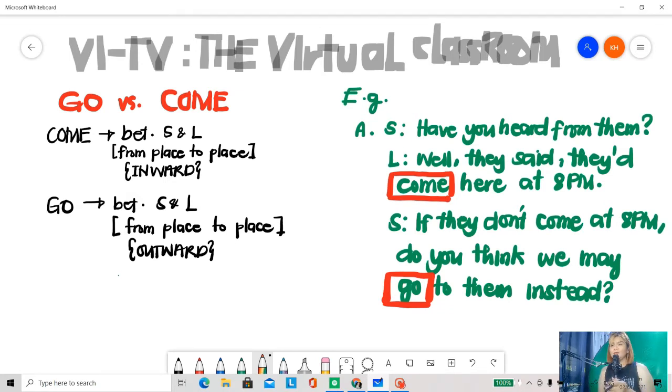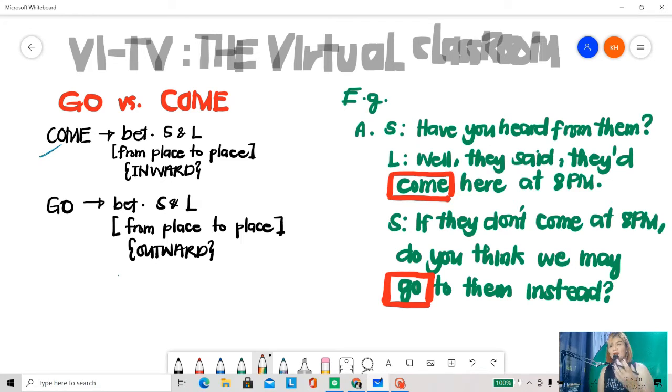So please refer to the virtual blackboard or the whiteboard para mas guided kayo sa ating discussion. Let's start off with come, C-O-M-E. Ngayon, ang communicative situation, if you want to use the verb come, is this. Meron dalawang nag-uusap, or pwedeng marami din. Basically, there has to be a speaker and a listener. At ang speaker at listener na to, parehong nasa isang lugar. So they are speaking, they are communicating, both of them in the same place, in the same location, at the same time.